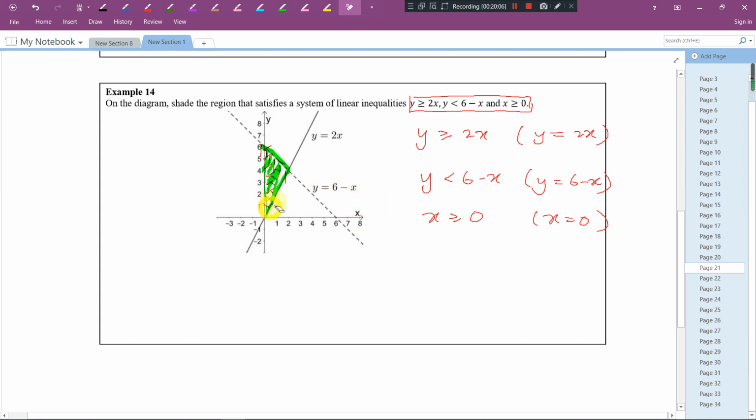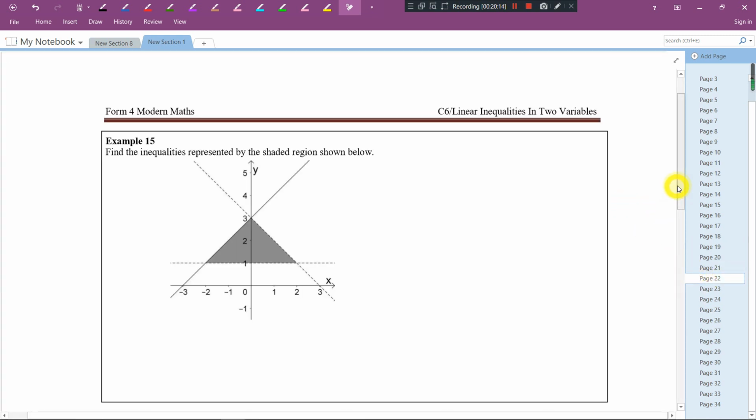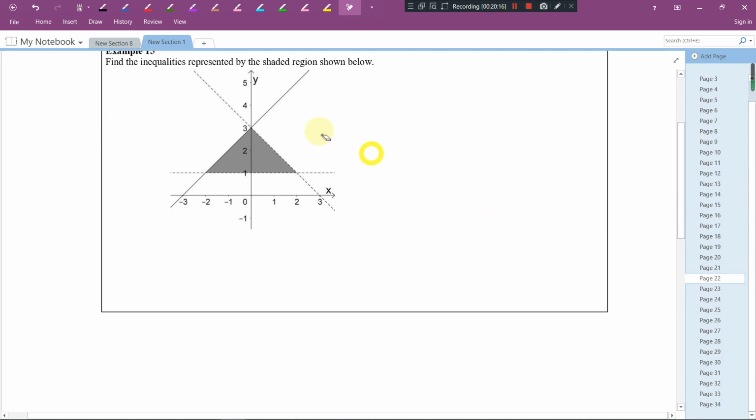Okay, so this is the region that satisfies this system of linear inequalities. Okay, let's try one more example here. Now we are given a shaded region and we need to determine the linear inequalities. So it means that first we have to find the equation of each straight line.